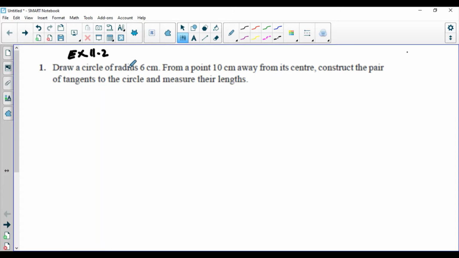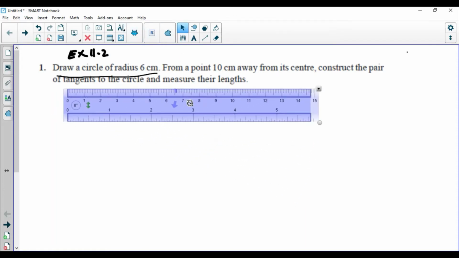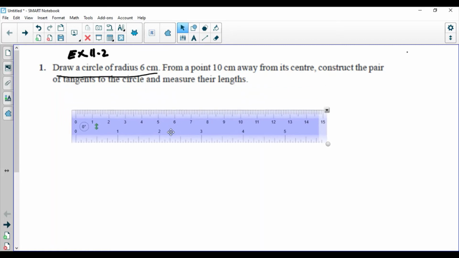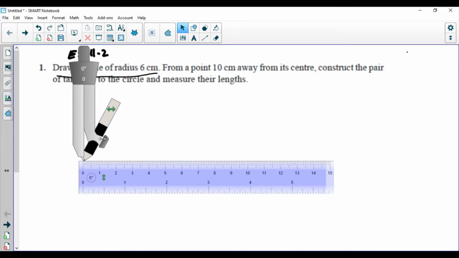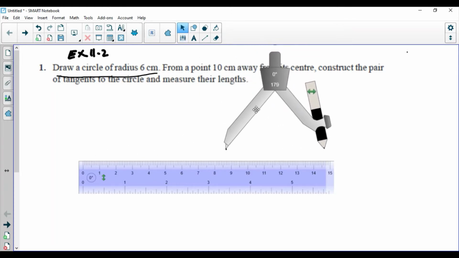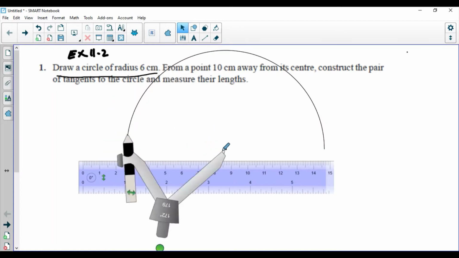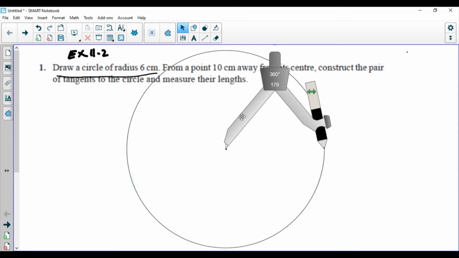First question is draw a circle of radius 6 centimeter. So, first we will draw a circle of radius 6 centimeter. Take 6 centimeter on your compass, that is the radius. Okay, make any one center here and taking that point as center, draw a circle. So this is your 6 centimeter radius circle.